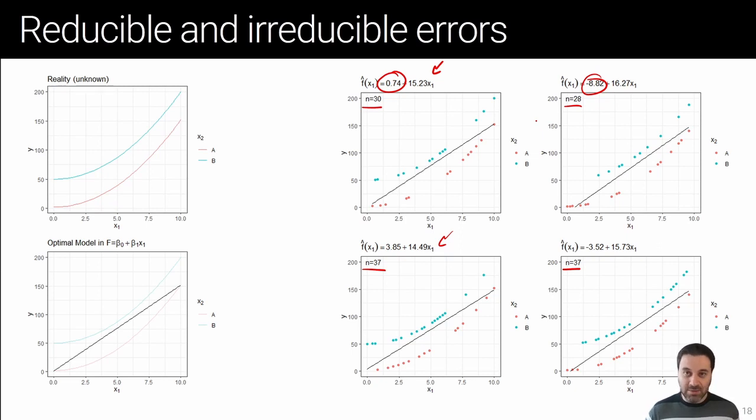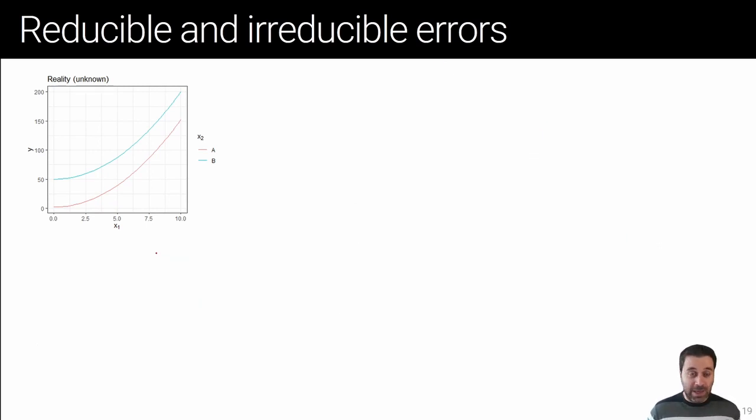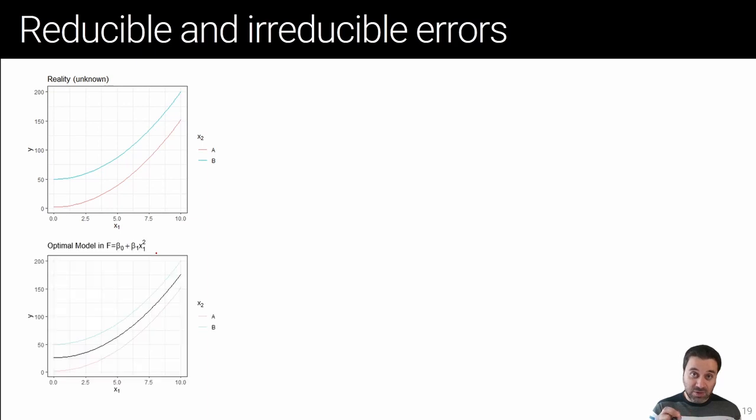But there are nuances here. So let's say we look at the same reality, but now we're going to make a different assumption as to the class of models. So instead of assuming it's going to be a straight line, what we're going to say now is that there is a quadratic relationship. So now we have beta 0 plus beta 1 times x1 squared. This is a second class of models.